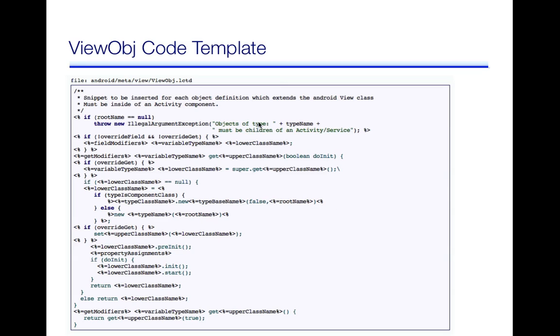So even though we don't have a way to pass constructor parameters to objects, they can be injected by the framework behind the scenes. It also enforces the constraint that a view object be included inside of an activity, which is a constraint that Android has as well.